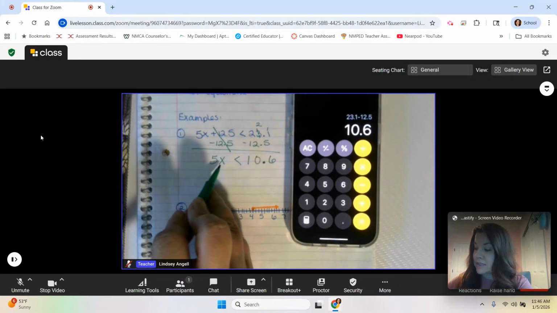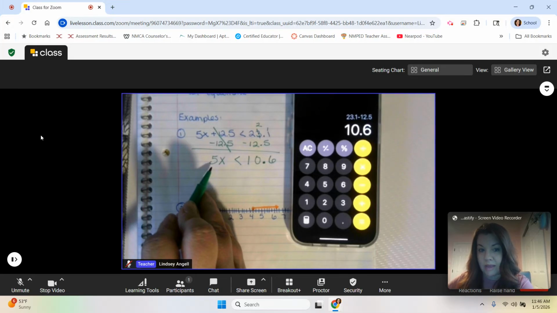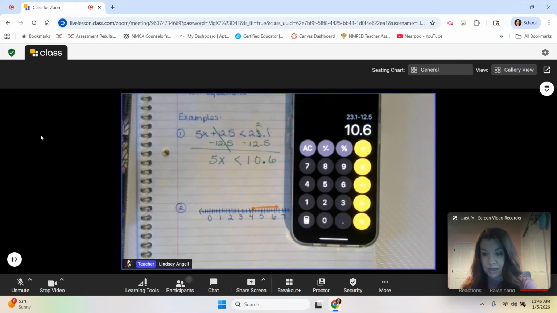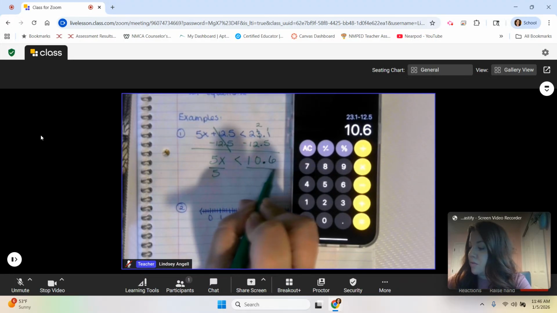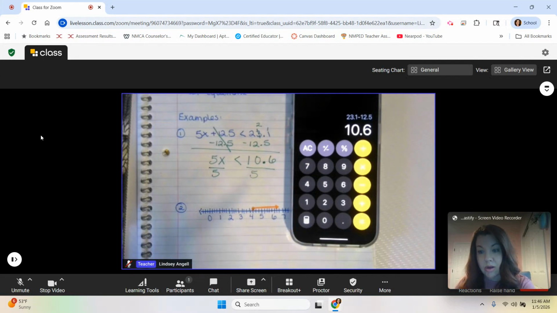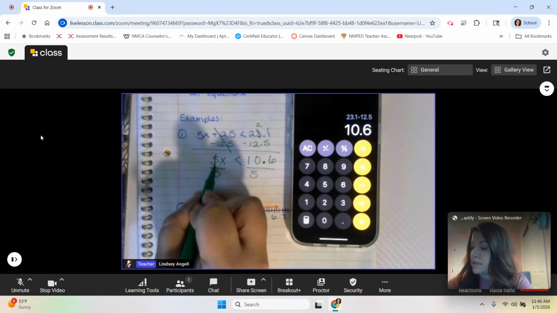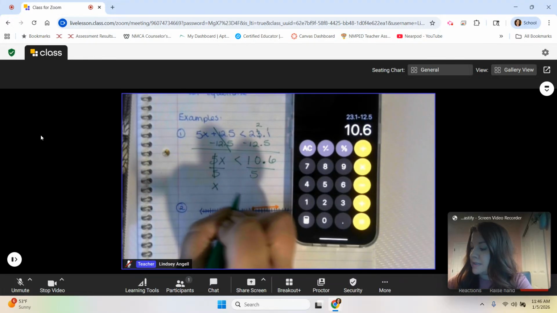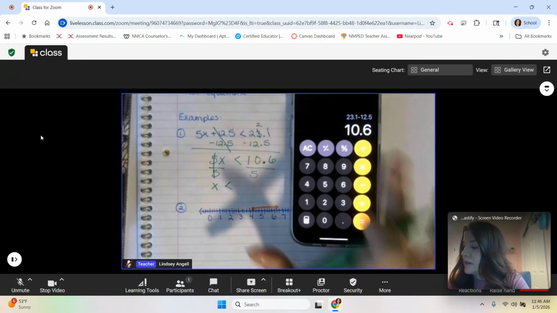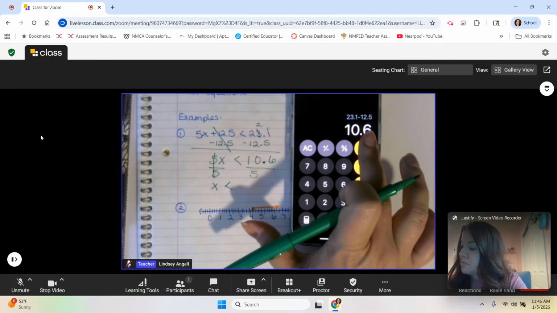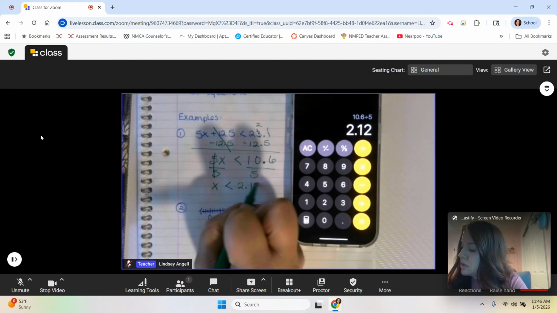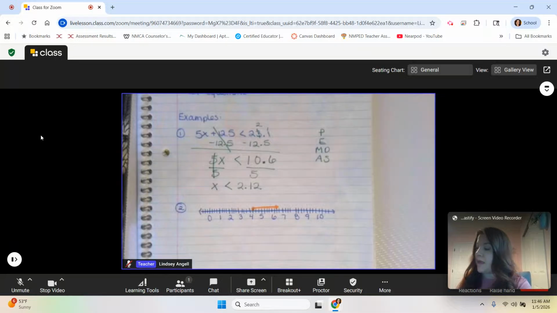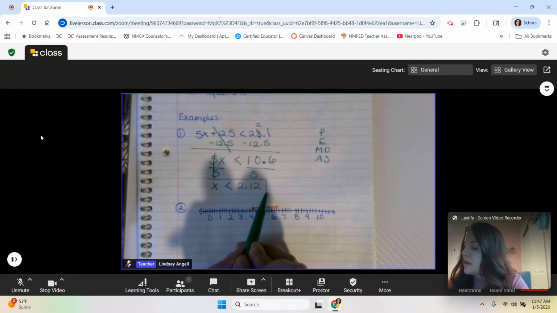So then next we are multiplying by 5. In order to get rid of it, we're going to do the opposite operation, which is division. So I'm going to divide. Whatever you do to one side, you have to do to the other in order to keep the equation balanced. 5 divided by 5 is 1, so those cancel. We're left with 1x, or just x, is less than. And since we've already got this set up, 10.6 divided by 5 gives me 2 and 12/100ths. Okay, 2 and 12/100ths. That would be our final answer.